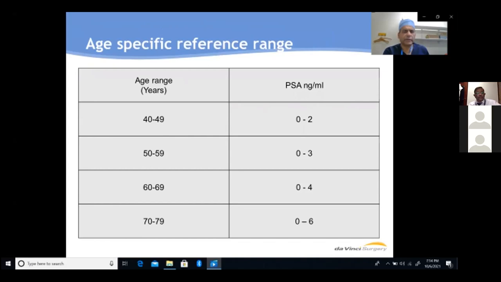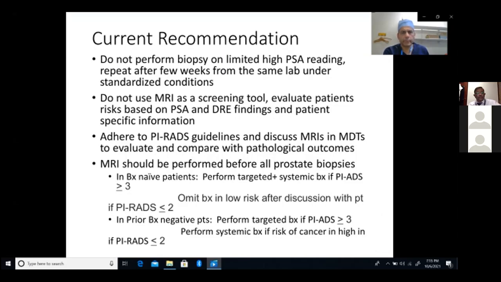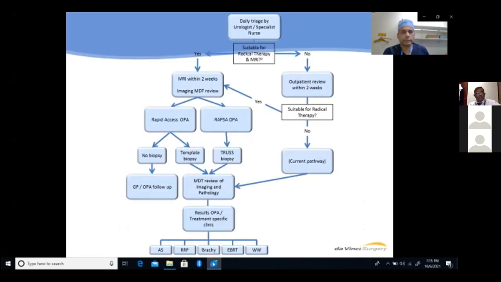And these are the age-specific ranges, you know, 40 to 50 up to 2, and 50 to 60 up to 3 is normal, 60 to 74, and over 70 up to 6 PSA is normal. So the recommendations are, with a raised age-specific PSA, we advise an MRI scan, and then if MRI shows a lesion PI-RADS 3 or above, we recommend biopsies.